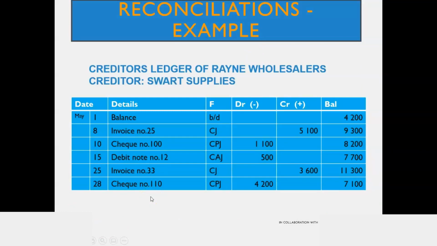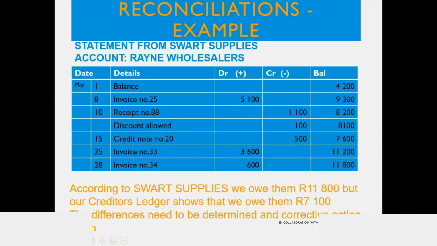That's interesting. You see, on the 28th, we didn't buy anything according to our books. Instead, we paid back what we were owing. So there's supposed to be a receipt on the 28th on their side for 4,200. But on their side instead, they have an invoice of 34. So there is an error, an omission that needs to be fixed between the two statements, the statement versus what we have.